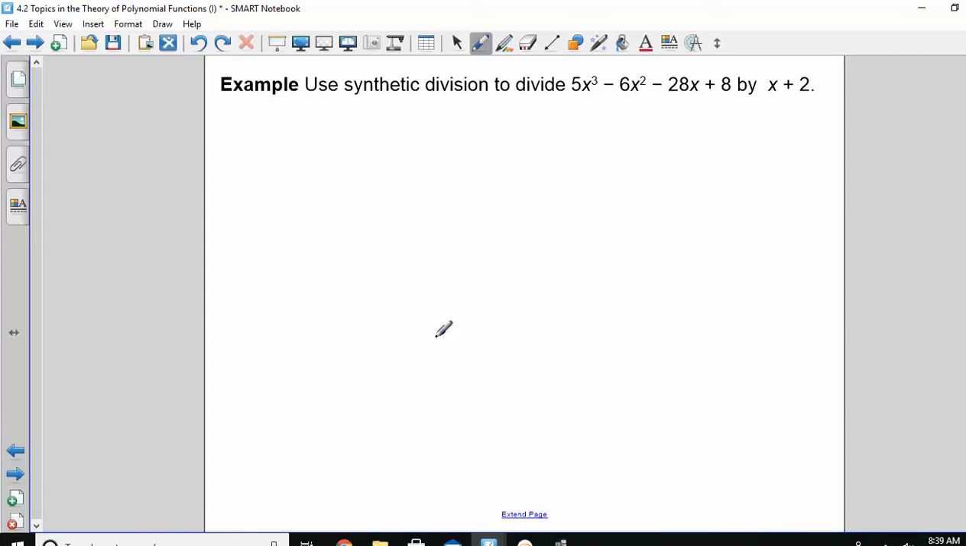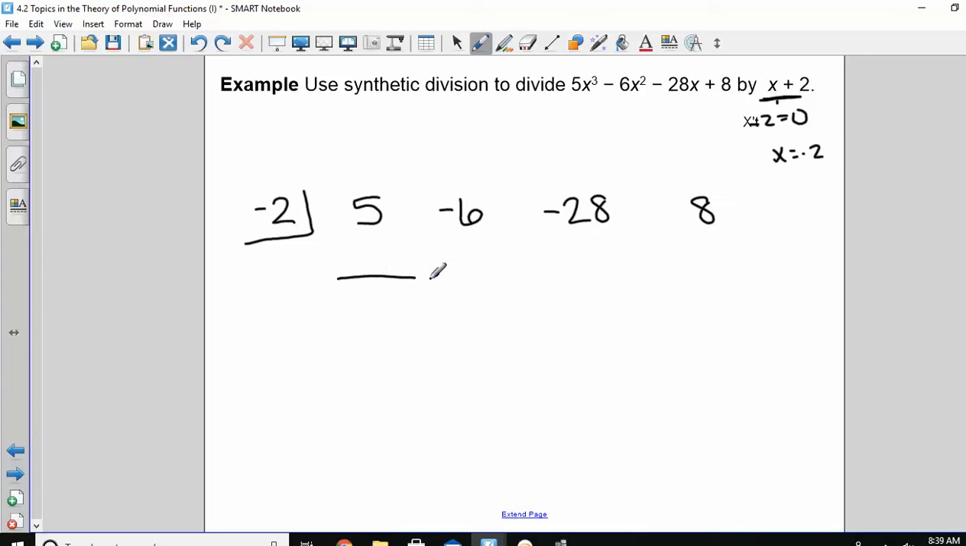So the first step is to figure out what goes in the box. You have to think about what makes what you're dividing by equal 0. So what would make x plus 2 equal 0, and that's -2. So a -2 goes in this box. Then we put our coefficients. So we have 5x cubed, -6x squared, -28x, and a +8. I don't need any zeros because I had every power of x.